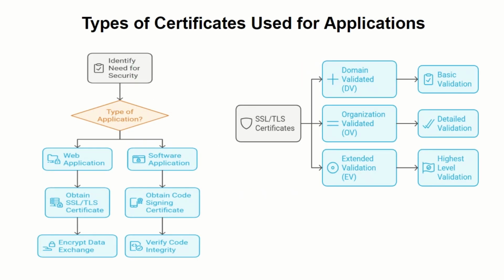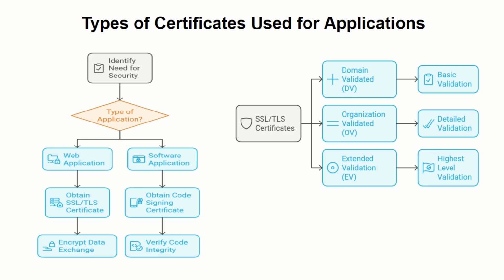So the types of certificates used for applications are SSL/TLS certificates, which are for web applications. Then code signing certificates, which are for software applications. SSL/TLS certificates are used to encrypt data exchanged between the client and the server to prevent eavesdropping and tampering. A website or an application server needs an SSL/TLS certificate to secure its communication channels.